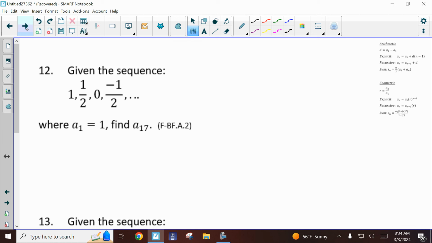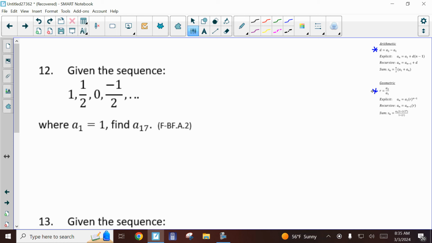Before you use any formulas, you've got to figure out what type of sequence it is. This one looks like it's shrinking, going down by 1/2 each time. Again, if you're not sure, you can always use this formula right here. And if that doesn't give you the same number all the way through the pattern, then you use this formula right here. One of them should work.